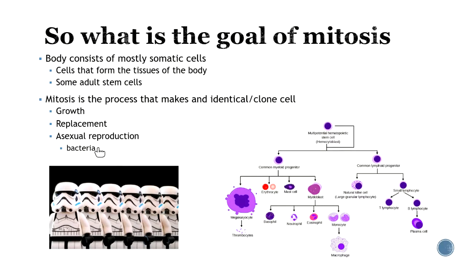Another way is asexual reproduction. This is how some organisms actually reproduce. Bacteria are a prime example. If they're using mitosis for asexual reproduction, they're going to be clones. They're all going to be exactly the same because mitosis is just making the same exact copy. Remember, your body contains mostly somatic cells, but you do have some adult stem cells. This diagram walks you through your hematopoietic stem cell line, where you get all your different types of blood cells. This is how cells make copies of themselves. It's the process of mitosis.